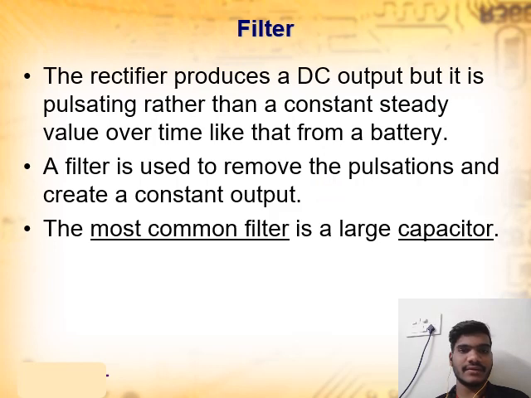Filter. The rectifier produces a DC output, but it is pulsating rather than a constant steady value over time like that from a battery. A filter is used to remove the pulsations and create a constant output. The most common filter is a large capacitor.